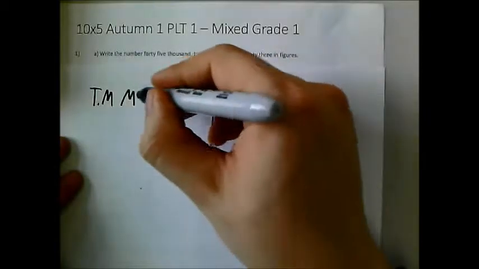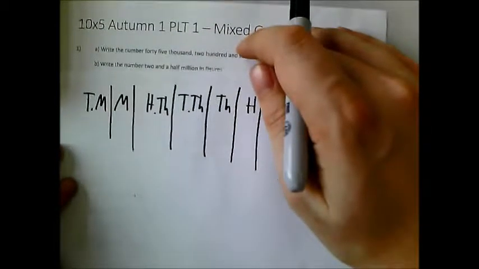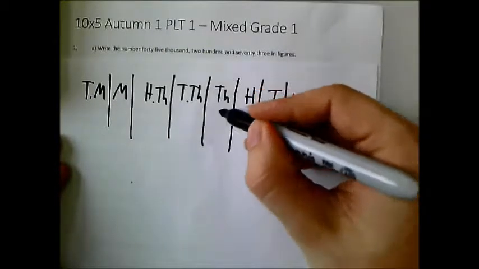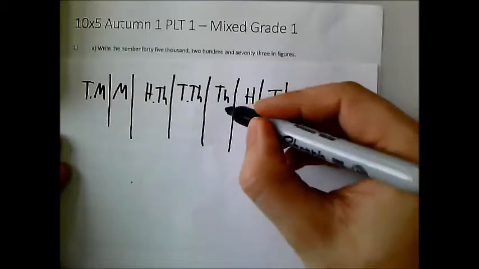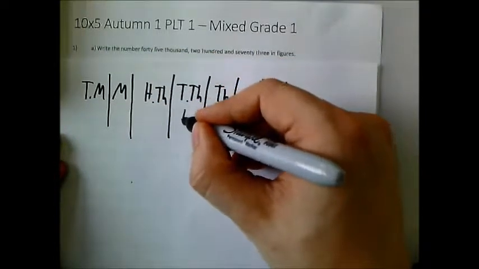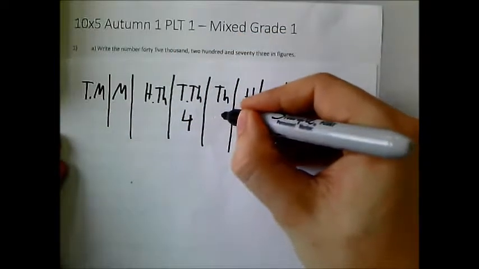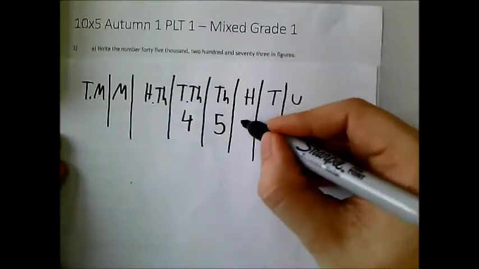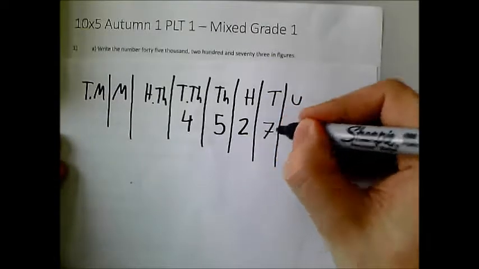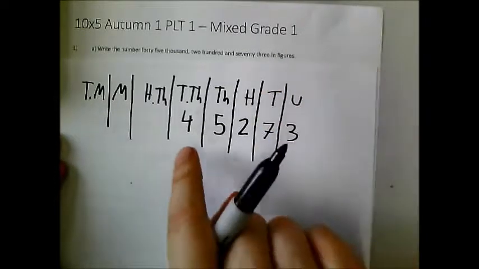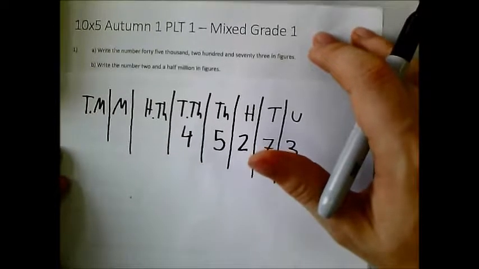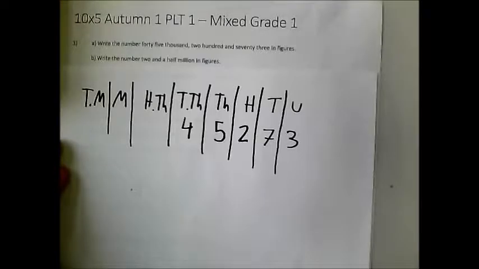And the first question asks me for 45,000. So here's my thousands column. I can't put two numbers in here. So to get 45, the 40 is the tens of thousands. So the 4 is the tens of thousands. The 5 is the thousand. And I've got 200, 7 tens, and 3 units. Here's my number, 45,273.